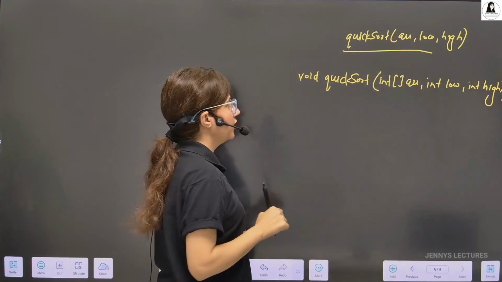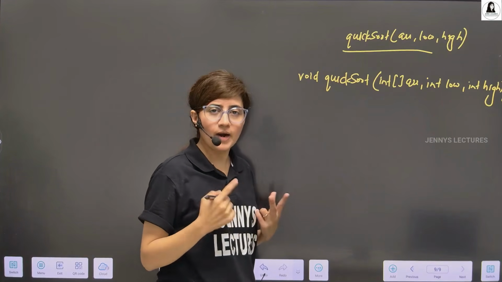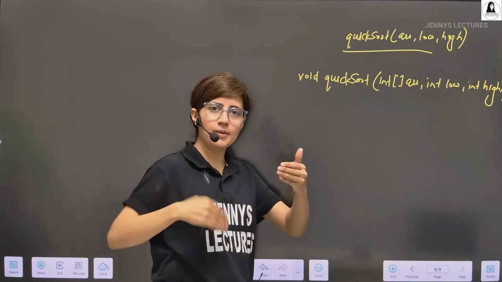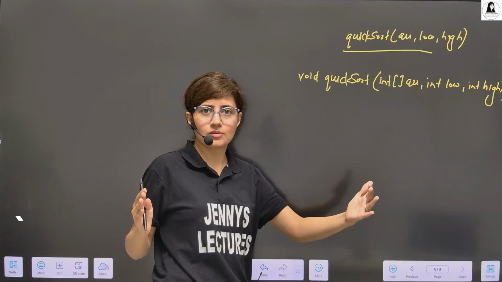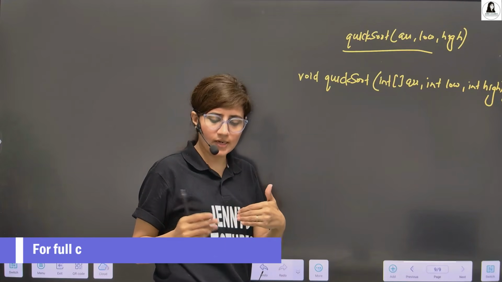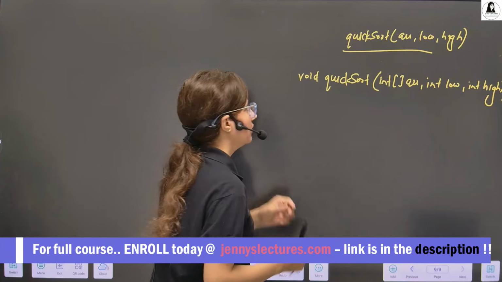Now what do we do in quick sort? First thing we do is partition. Then we again apply quick sort for this partition and this partition. So there are 3 things we need to do: partition and get the partition index, and then recursively call quick sort again for the left and right partitions.